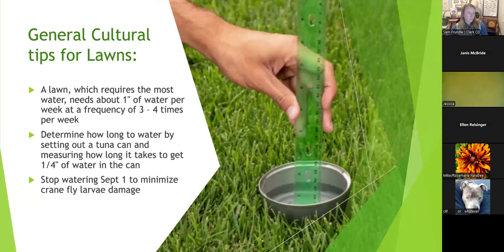You should stop watering by September 1st. That's going to minimize the crane fly larva damage. I don't know how many of you have a lawn that has crane fly larva damage. It's one of those things around here, Pacific Northwest, that is a problem. It's not our native crane fly, but it's an imported crane fly that causes the damage to the lawns.